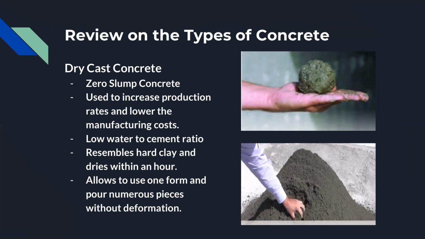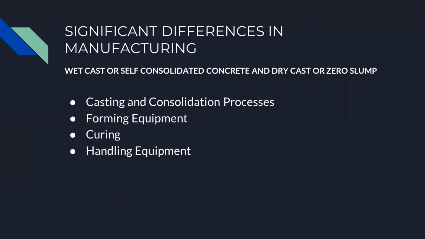For the dry cast concrete, we actually have the zero-slump concrete. And it is actually used to increase production rates and lower the manufacturing costs. Another characteristic, we have the low water to cement ratio, then it resembles hard clay and dries within an hour, and allows us to use one form and pour numerous pieces without deformation. And that's all about the dry cast concrete.